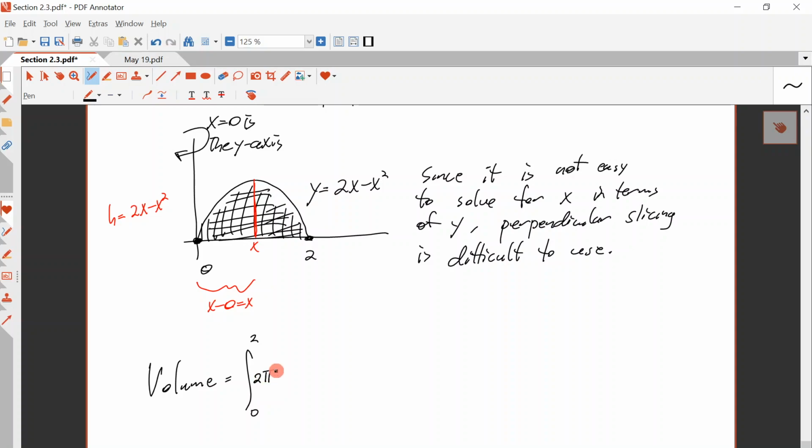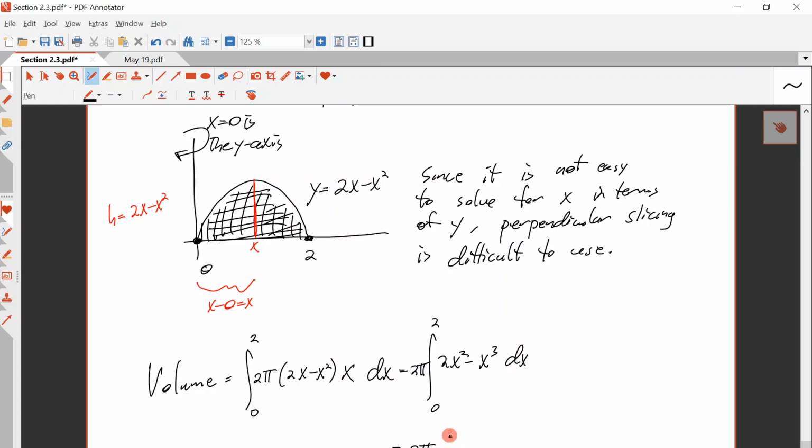2 pi times the height, which is that. We don't have a bottom curve. The bottom curve is just the x-axis, which is y equal to 0. So you have y equals 2x minus x squared minus y equal to 0, so it's just that function, times the radius, which is just x, dx. So the integral from 0 to 2, I'll put the 2 pi out front, of 2x squared minus x to the third.